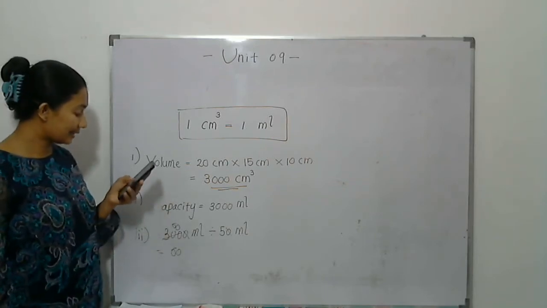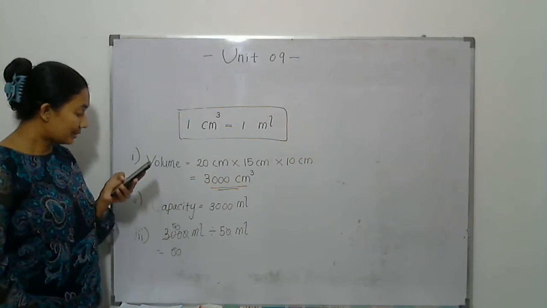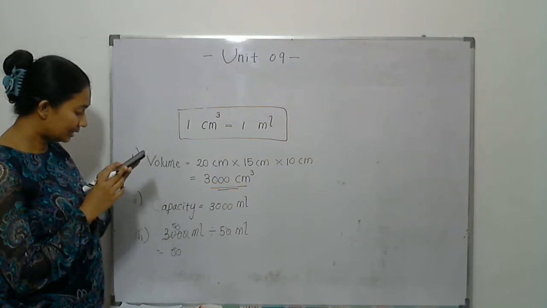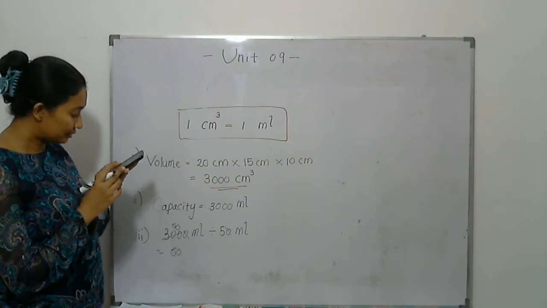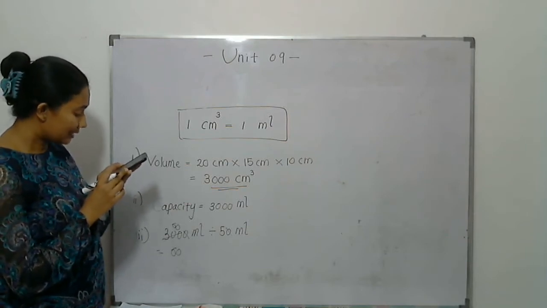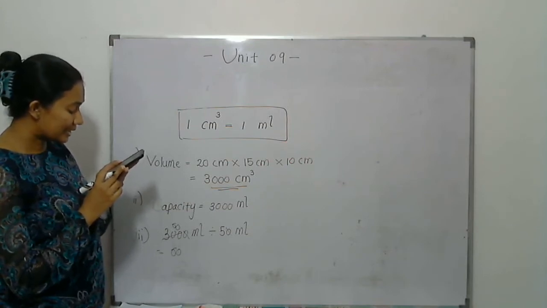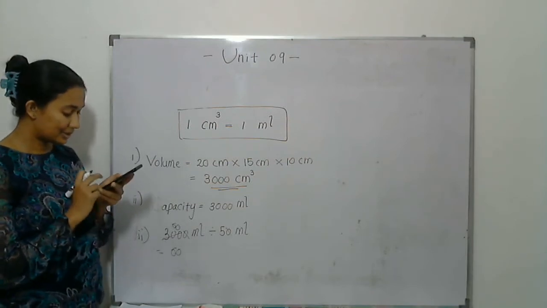Now let's see the second example. 8000 liters of water is in the cuboid shaped concrete tank consisting of a base of length 2 meters and width 1 meter. Find the height to which the water is filled in the tank. Okay, I think the question is clear.